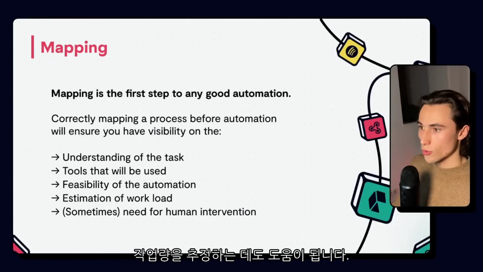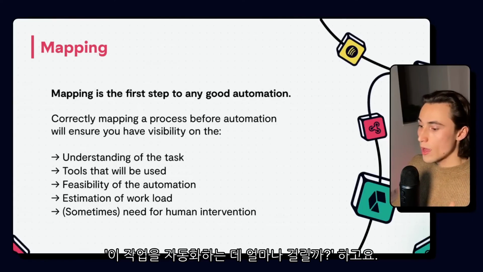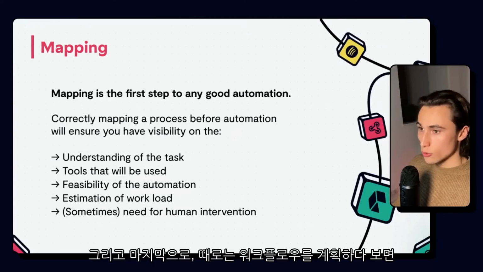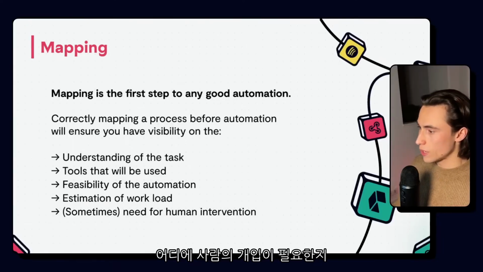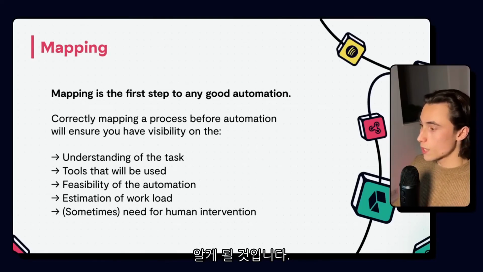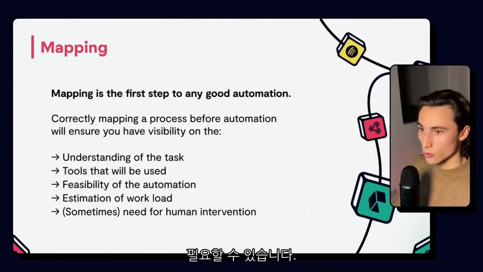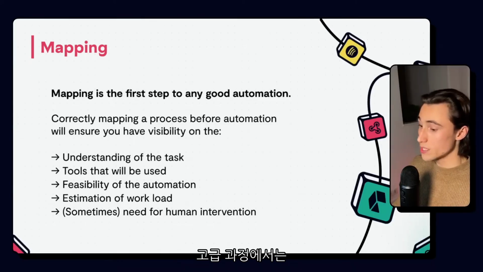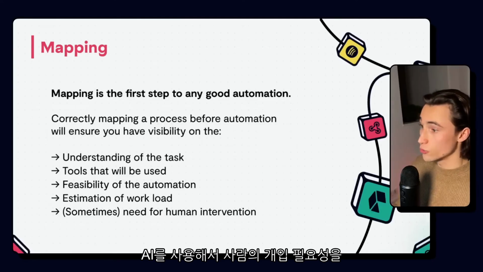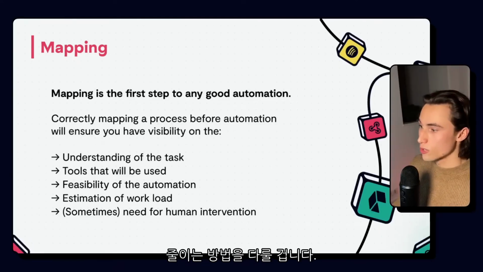Mapping out the workflow is also going to help you estimate the workload. How long is it going to take me to automate this task? And finally, sometimes mapping out the workflow is going to show you where you might need some human intervention. If the task you want to automate cannot be mapped out into a predetermined set of actions, then you might need some human intervention in that workflow. In the advanced course, we'll cover how you can use AI to sometimes relieve the need for human intervention.